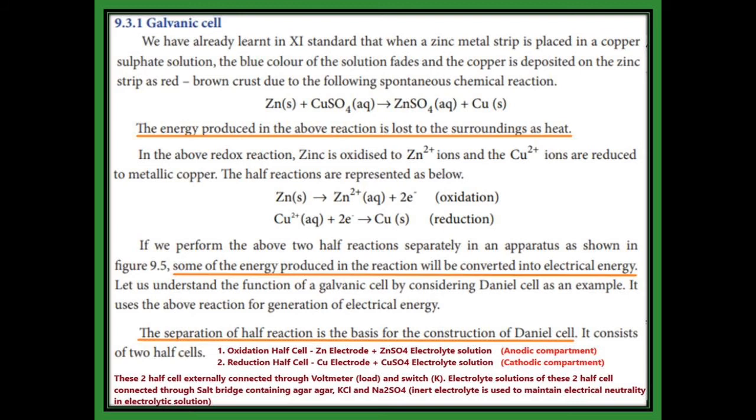The next one: the two half cells are connected by a voltmeter and also a switch. The electrodes are connected by a voltmeter and switch, but the electrolyte solutions are connected with the help of a salt bridge. You can see in the diagram that the electrolyte solutions are connected by the salt bridge. That salt bridge contains agar mixture and potassium chloride and sodium sulfate. The potassium chloride and sodium sulfate are inert electrolytes. Why are we putting this inert electrolyte? To maintain electrical neutrality in the electrolytic solution.